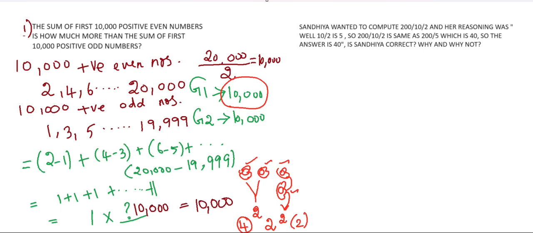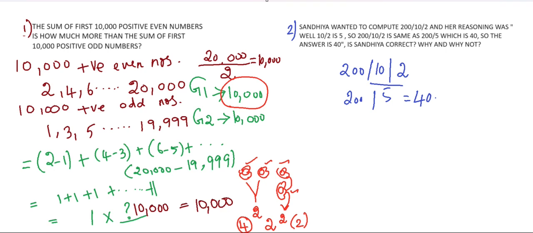Now let's go to the next question. The next question is very, very interesting. Sandhya wanted to compute 200 divided by 10 divided by 2. Her reasoning was, well, 10 by 2 is 5. So 200 divided by 5 is 40. So the answer is 40. In the question they are asking whether Sandhya is correct, why and why not. The answer to this is Sandhya is not correct.